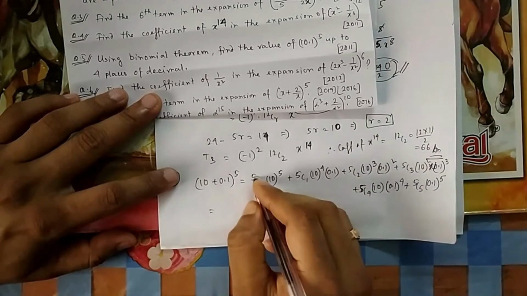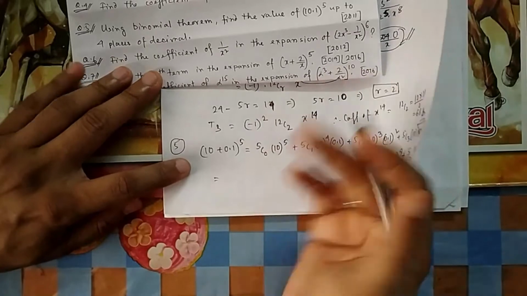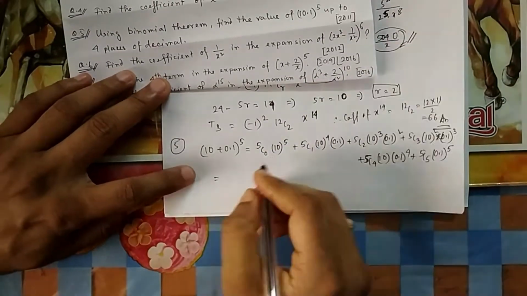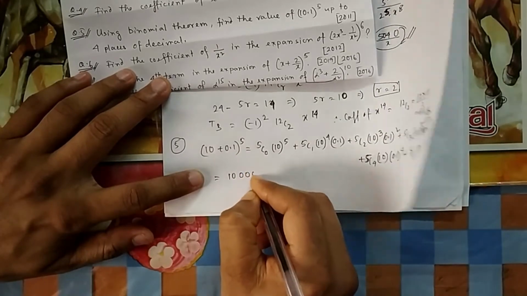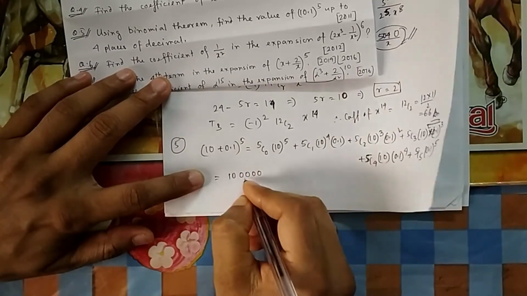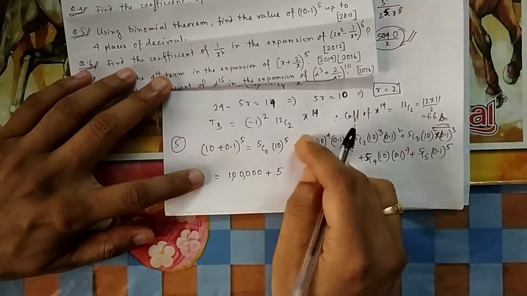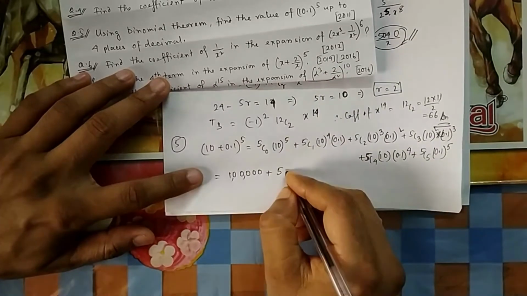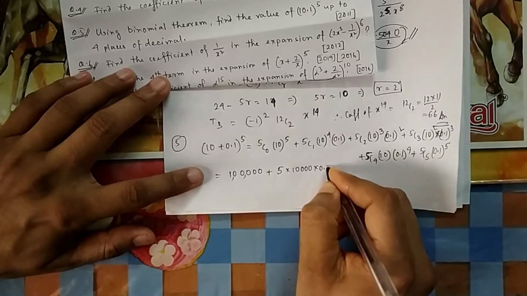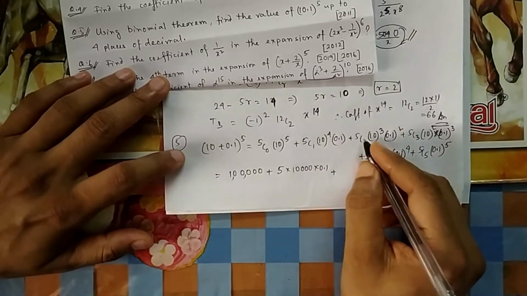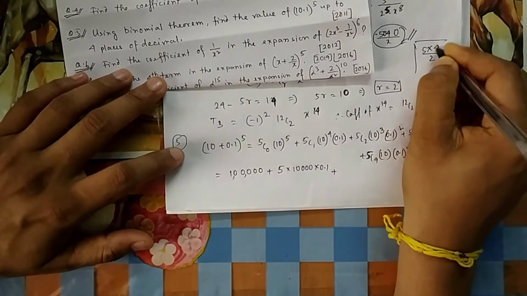So if you do this one, 5C0, anything C0 is 1. Out of 5 you need to select only 0, that means there is no other option. So it is 10 to the power 5, there will be 5 zeros, 1 2 3 4 5, plus 5C1 is 5, out of 5 you have to select 1, there are 5 options, into 10 to the power 4, 1 2 3 4, and then it is 0.1, plus 5C2. 5C2 you can calculate in your mind. 5C2 is 5 into 4 divided by 2, so it will be 10.